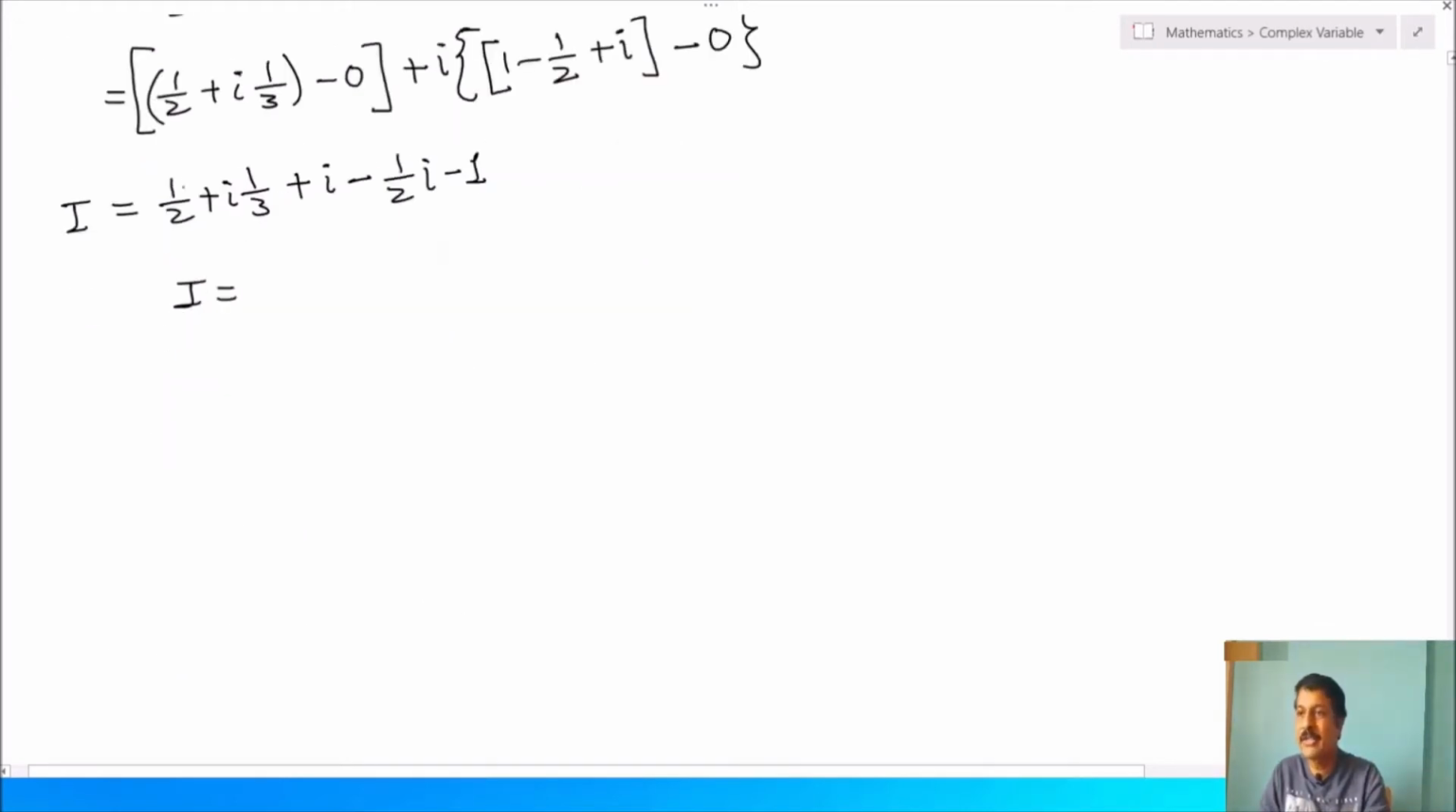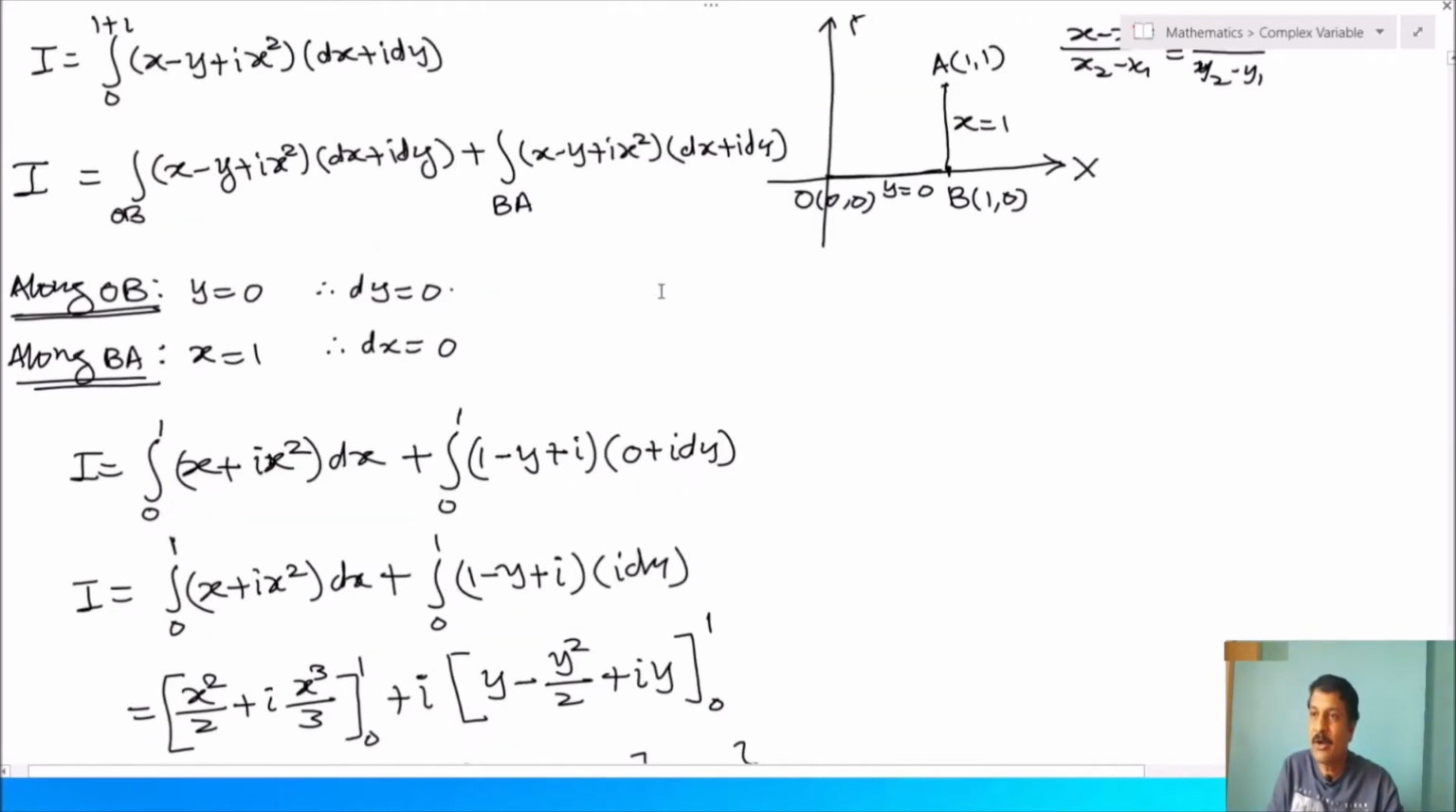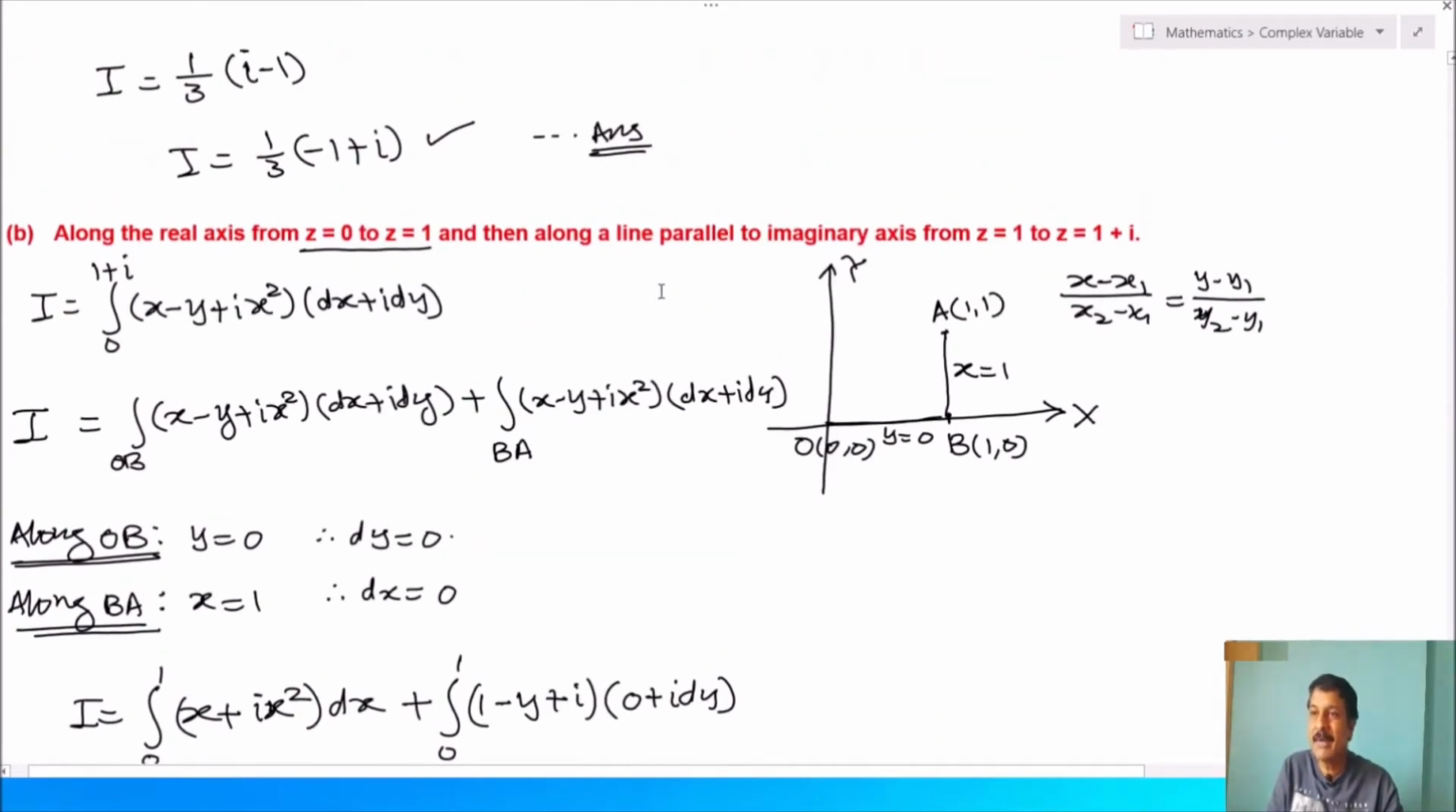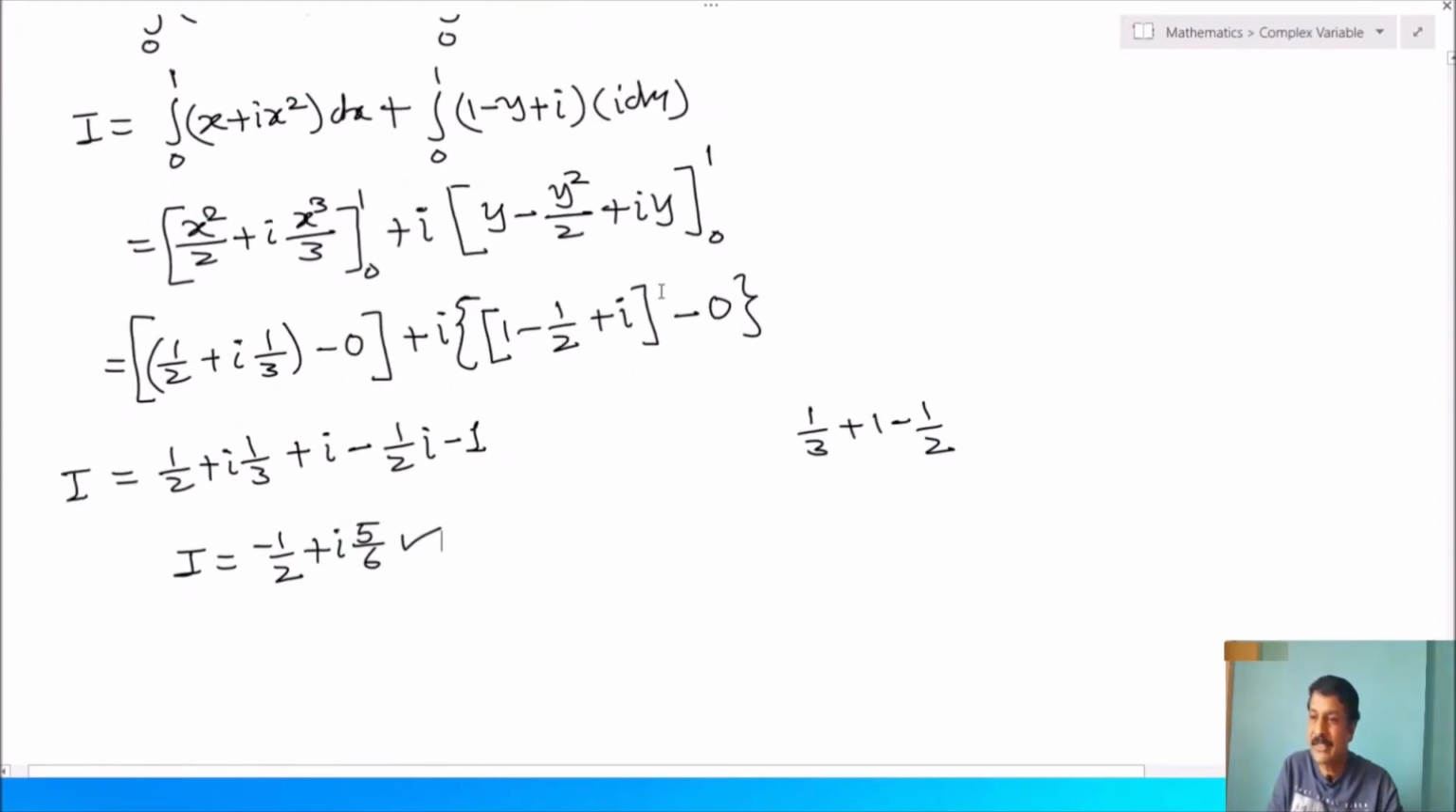I equals, so the real part is 1 by 2 and minus 1, which is minus half. And for the imaginary part, I take i common in the bracket, and I am getting 1 by 3 plus 1 minus half. So, what is the value of this? By calculator, you can find it directly. The value is 5 by 6. So, this is your integral value for the second part. Note that for the first part, the value of the integral is 1 by 3 minus 1 plus i. And for the second part, it is minus 1 by 2 plus i 5 by 6.